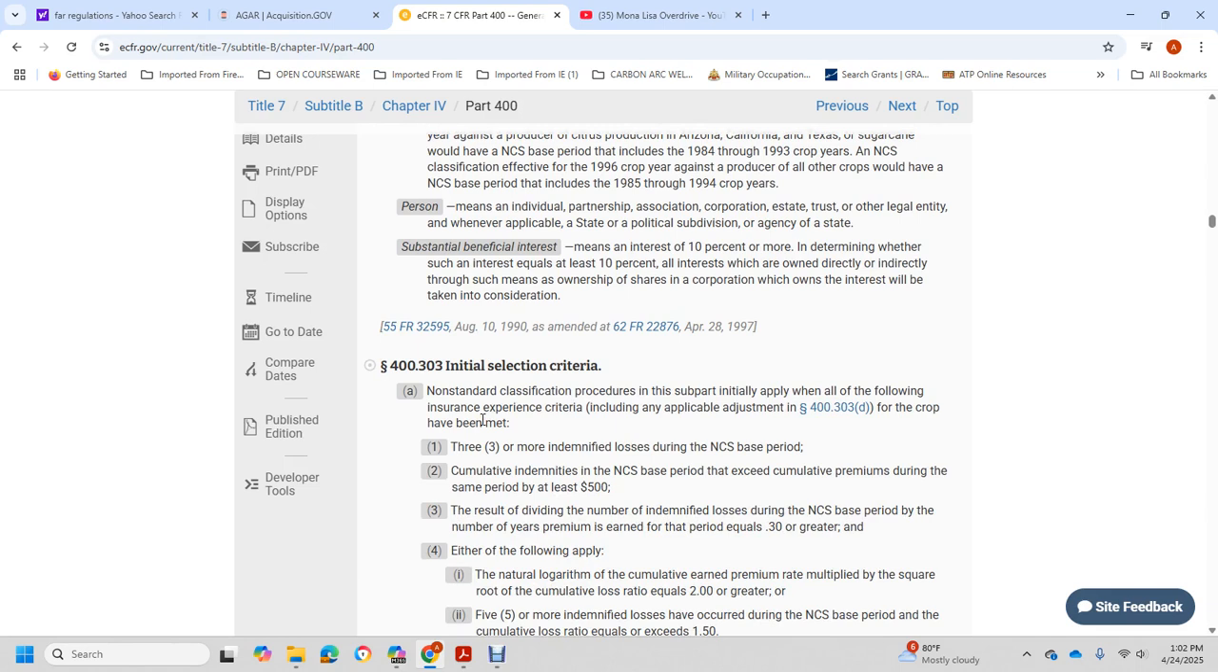403 Initial selection criteria for the non-standard classification: proceed to apply the following. The insured's experience, including the applicable adjustment for the crop, must have met 3 or more identifiable losses in the non-standard classification system base period.